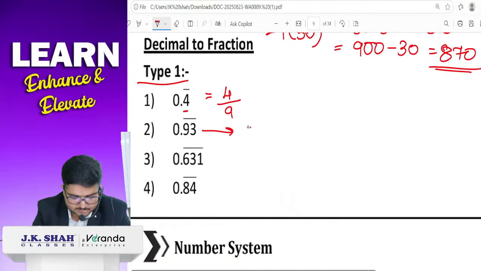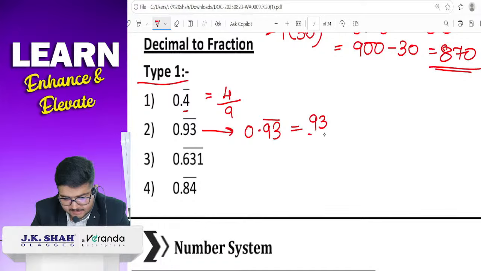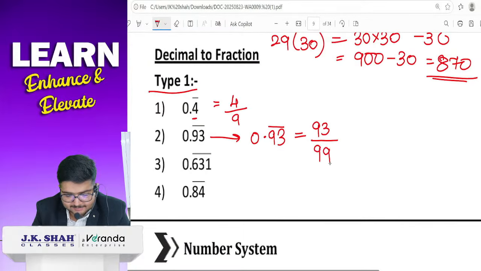Let us do this. 0.93 bar. The question is like this, right? So you have to write the number itself, and in the denominator how many numbers are repeating? 2 numbers are repeating, so you have to put 99.